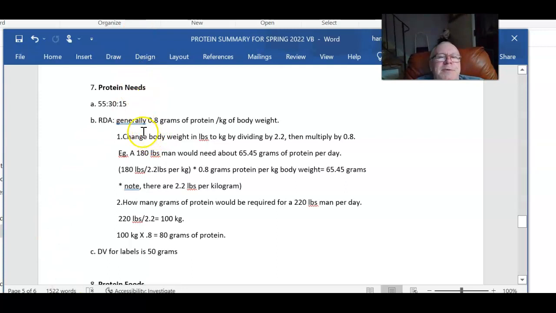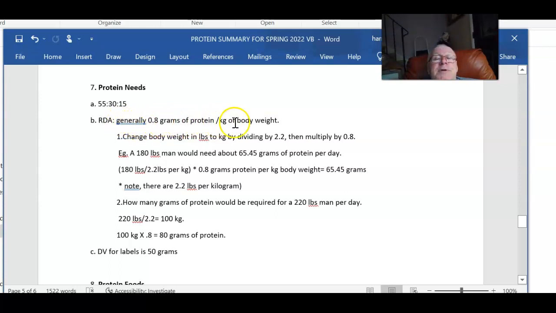Generally, 0.8 grams of protein per kilogram of body weight. You've got to change pounds to kilograms to use this formula. So to change your body weight in pounds to kilograms, you divide by 2.2. You take your pounds of body weight, divide it by 2.2 to change it to kilograms, then multiply by 0.8.